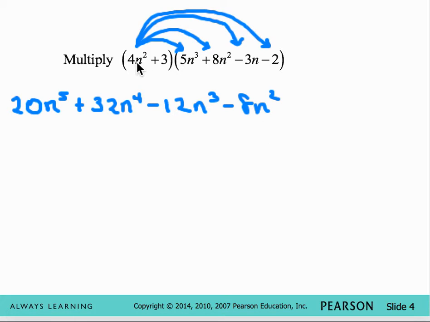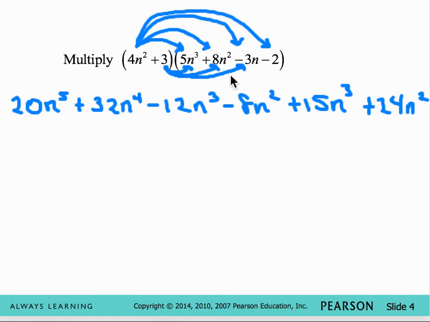Okay, now I'm just going to jump over and multiply the 3 times everything. So 3 times 5n cubed is 15n cubed. I'm going to run out of room, so we'll have to take 2 rows here. 3 times 8 is 24n squared. So sorry about this. Not the best of methods. Negative 9n. And negative 6.